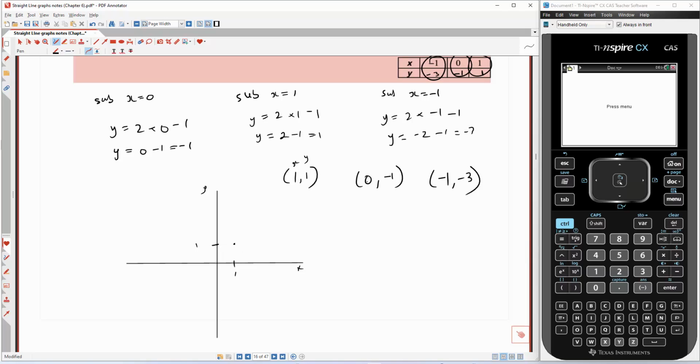All right, when x is 0, y is -1. So when x is 0, which is this point here, y is -1. Now make sure you get your spacing roughly correct. So -1. So there is our second point.